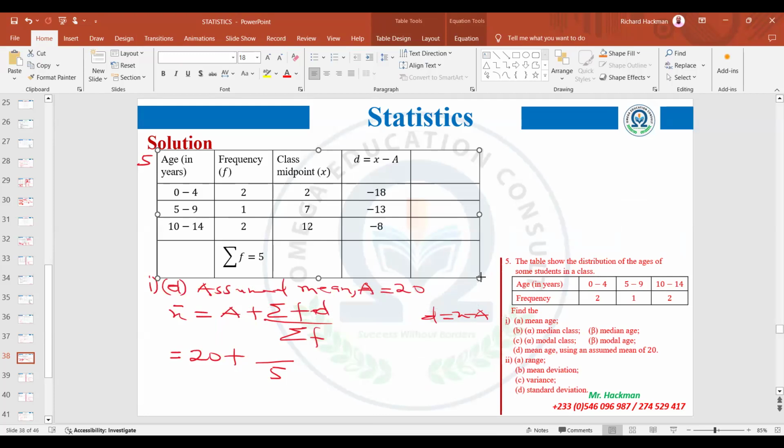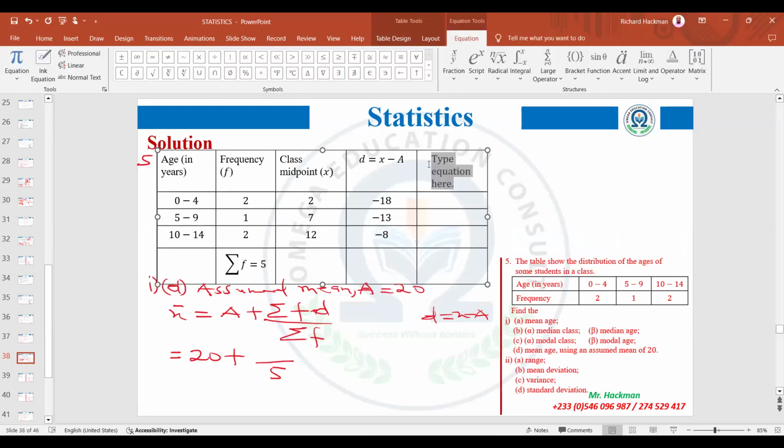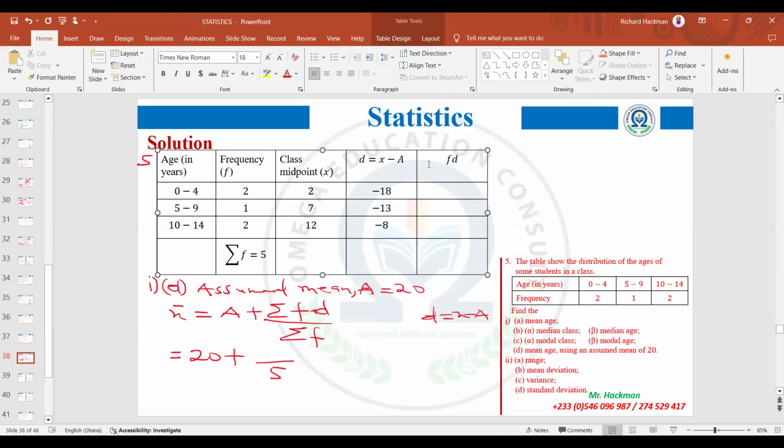Okay, so that's what we have there. Let me make it a little better. Now we are going to look at the product of F and D. So F times D, then we can sum. Where is your F? F is this. So we'll be multiplying these two columns.